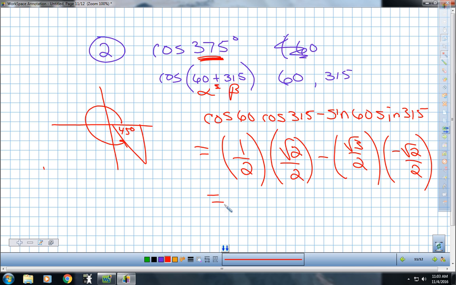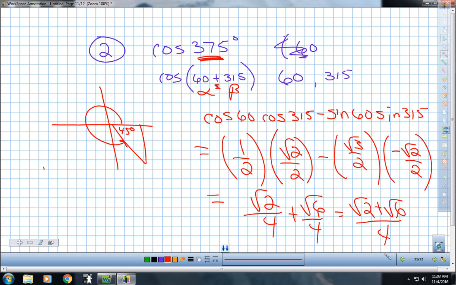All right. So if we simplify, that gives us a radical 2 over 4, and that's going to be a plus, isn't it? Negative times a negative. Radical 6 over 4. And then I say giddy up because I have a common denominator. So this is radical 2 plus radical 6, all divided by 4.